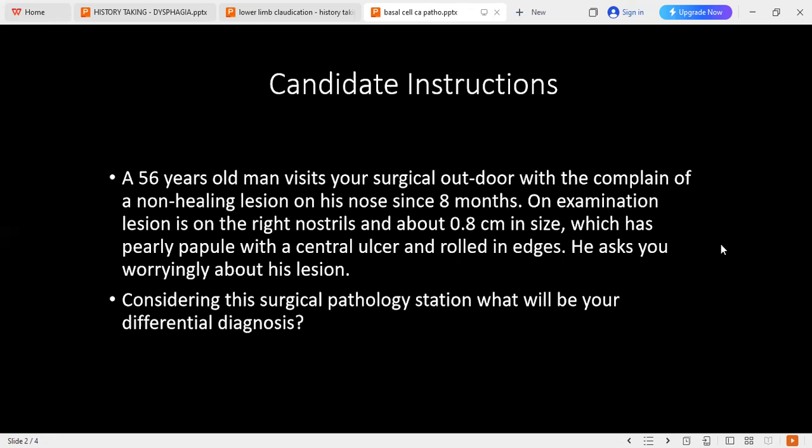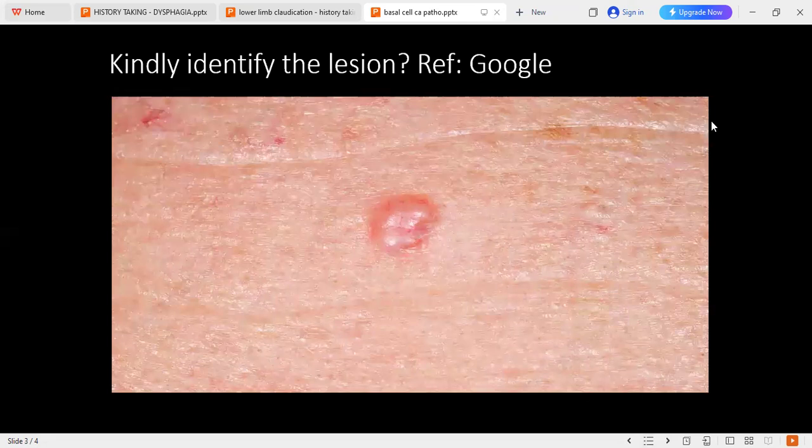Okay, done reading? Yes. Right. So if you have read and understood, considering it's a surgical pathology station, please tell me what type of lesion is this? What is your provisional diagnosis? So this is a papule, a pearly papule with a central ulceration, with rolled edges, and this is most likely, could be a basal cell carcinoma.